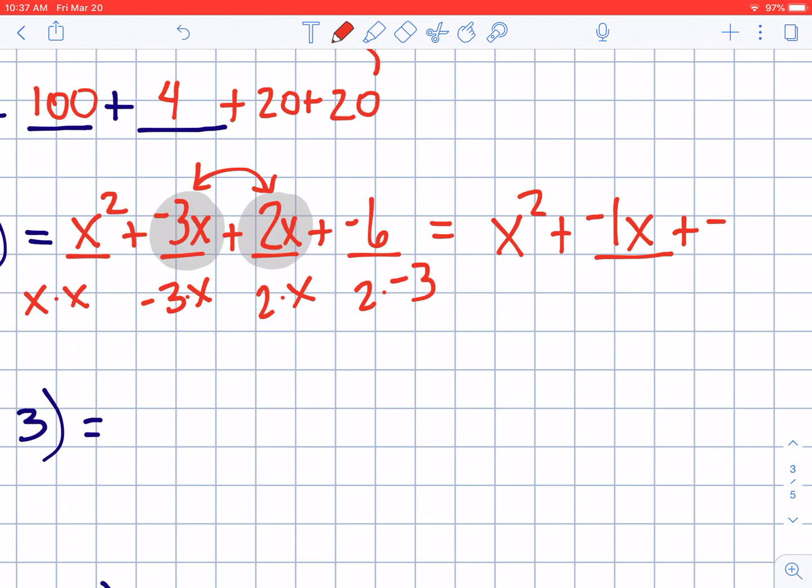And then finally we have the negative 6 at the very end. So there is our answer, x squared plus negative 1x plus negative 6. Again, you could say minus x and minus 6 as well.